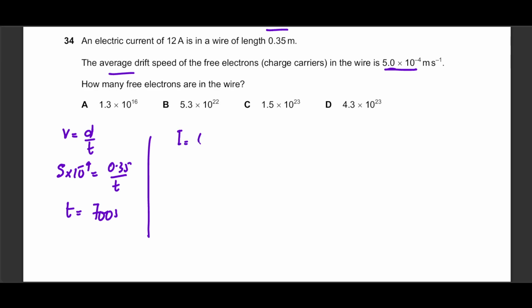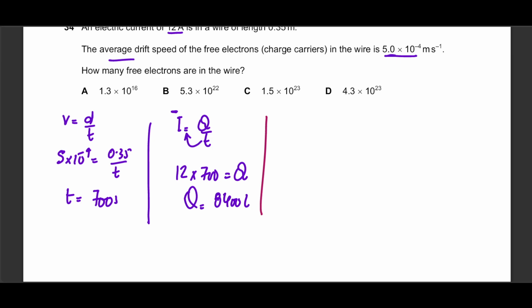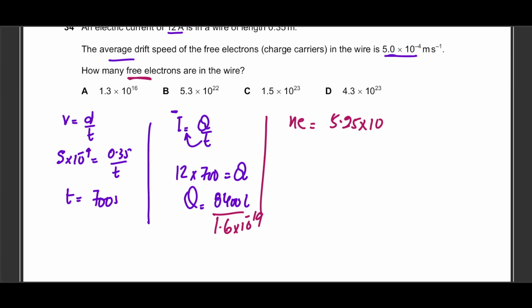And then we have I equals Q by T. So current was 12, and taking time to the side, we can find Q. Q comes out as 8400 coulombs, which is a lot of charge. And we want to find the number of electrons, so we'll have to divide this by the elementary charge, which is 1.6 times 10 to the power minus 19. Then we find the number of electrons that moved through this, which comes out as 5.25 times 10 to the power 22, which is option B.